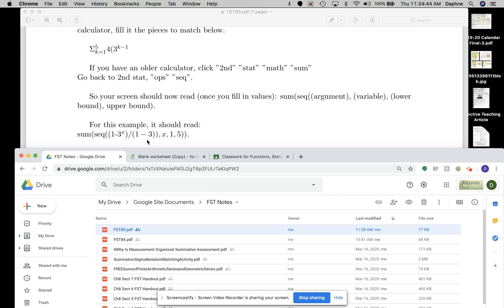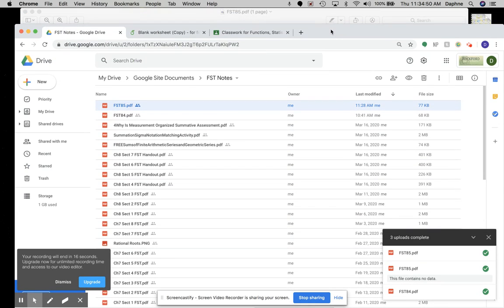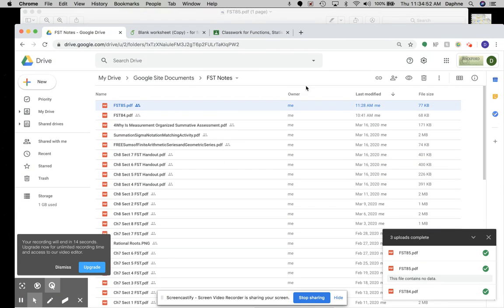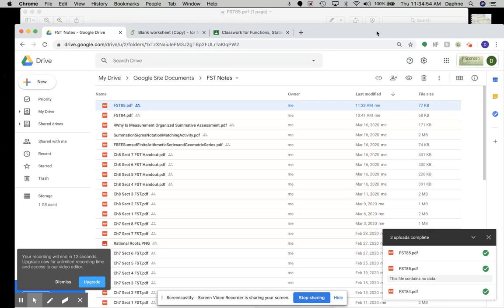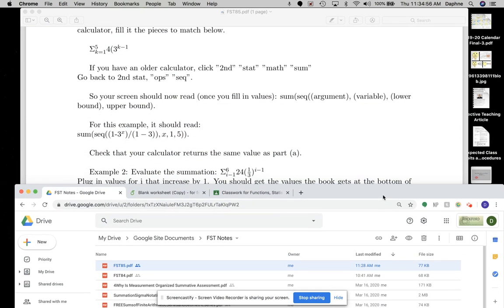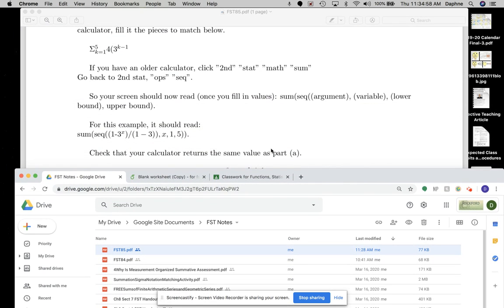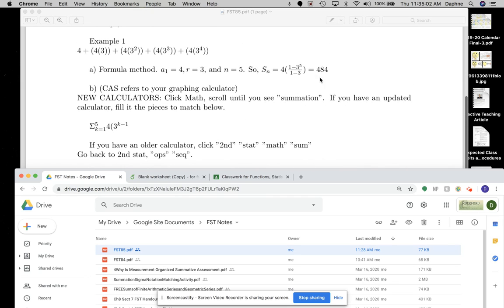Do not put this. I don't know where my marking stuff went. Oh, there it is. Well, that's only marking in Chrome. Okay, well, I have 12 seconds, so I will end it on this example. But you should click enter and be able to get the 484 from before. See you in example 2.